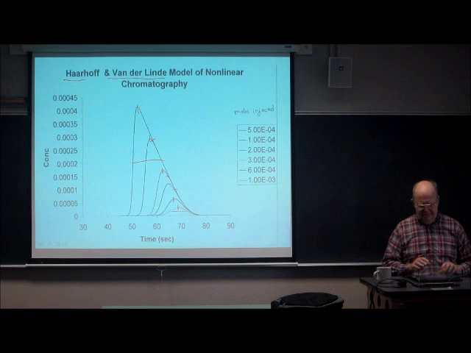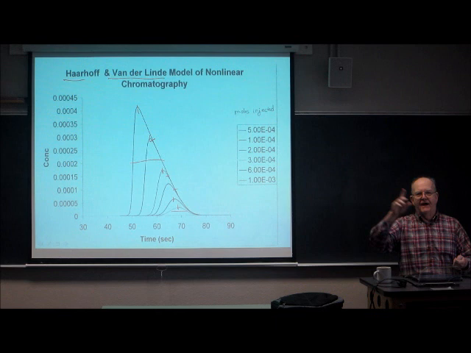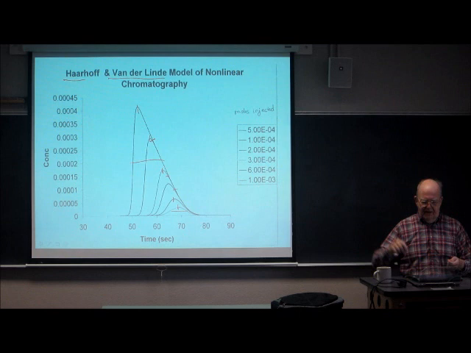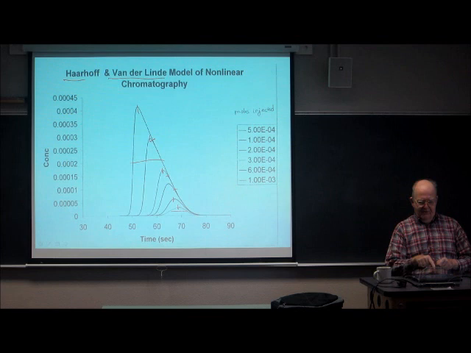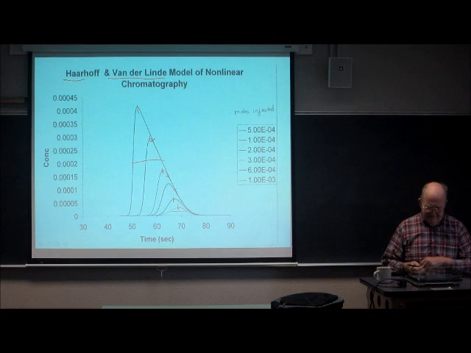I can't flip this over and show you, but in the day of transparencies, I could. If I had a concave isotherm, an anti-Langmuir isotherm, I could take this and rotate it 180 degrees and show you what a fronted peak looks like. So imagine rotating this around the maximum, and that's what a fronted peak looks like. See, if I rotate this, it doesn't help.